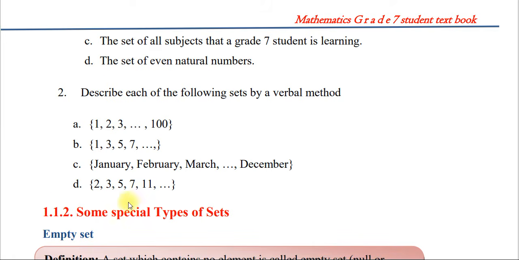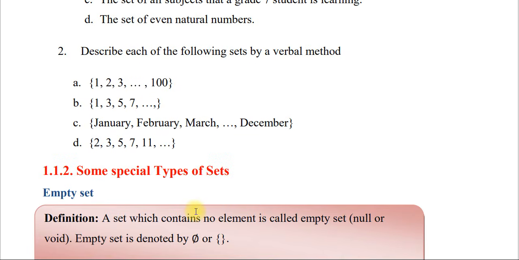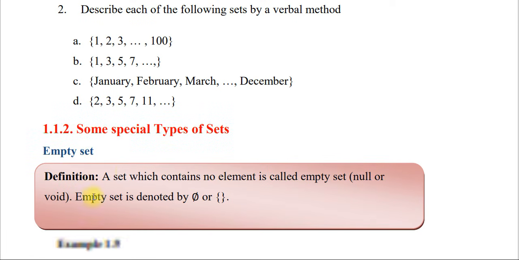The next subtopic is some special types of sets. The first one is the empty set. Definition: a set which contains no element is called an empty set or null set or void set. Empty set is denoted by this symbol or this symbol.